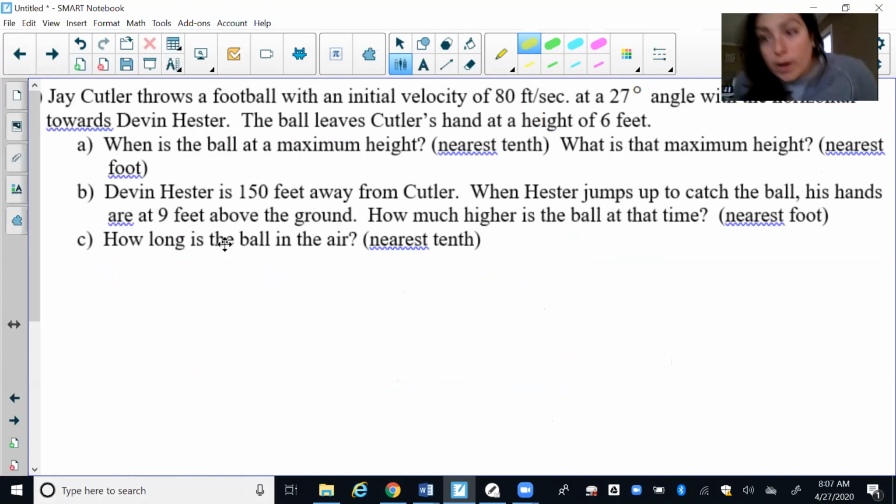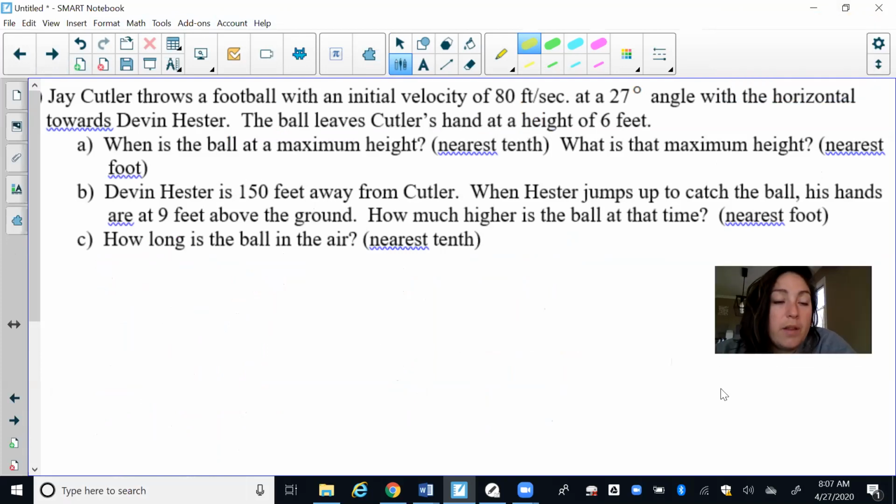And then there was another question on a parabola parametric equation, a word problem. So I'm going to do one like this. Jay Cutler throws a football with an initial velocity of 80 feet per second at a 20 degree angle with the horizontal towards Devin Hester. The ball leaves Cutler's hand at an initial height of 6 feet. What is the ball's maximum height to the nearest tenth?